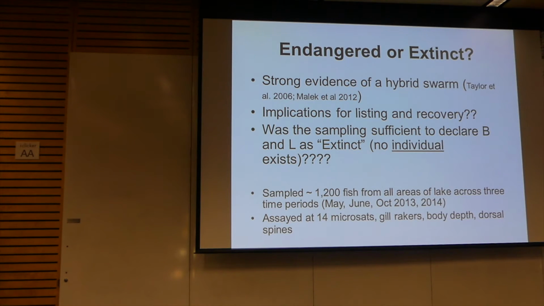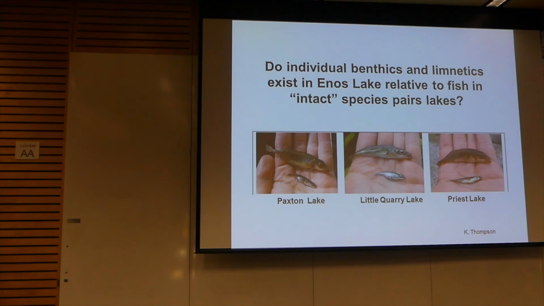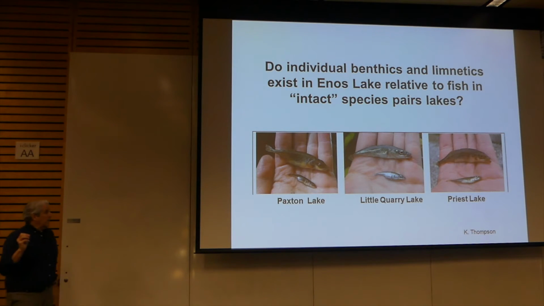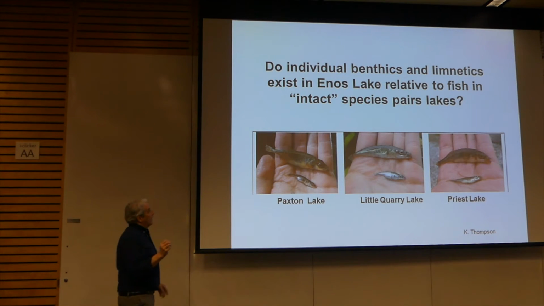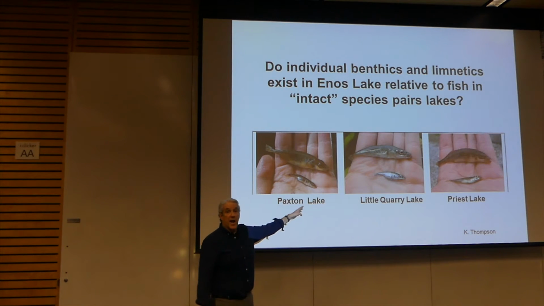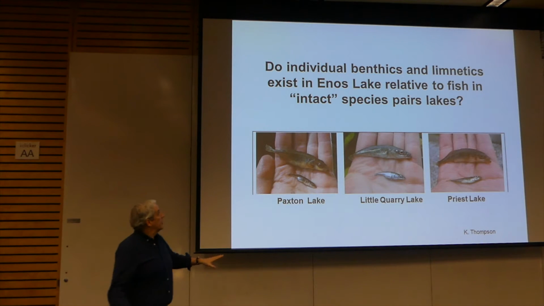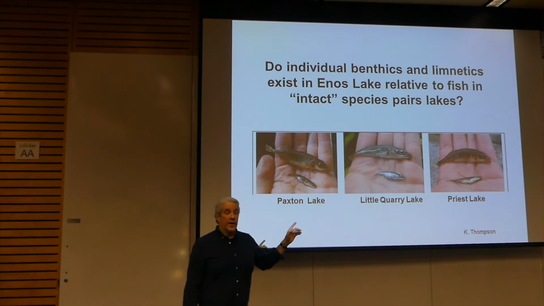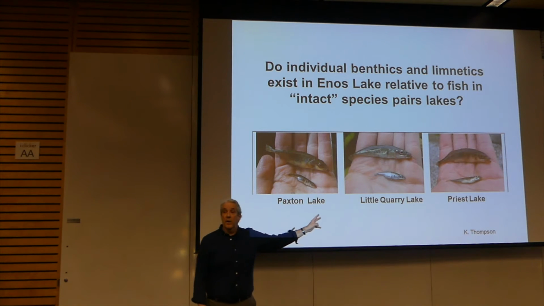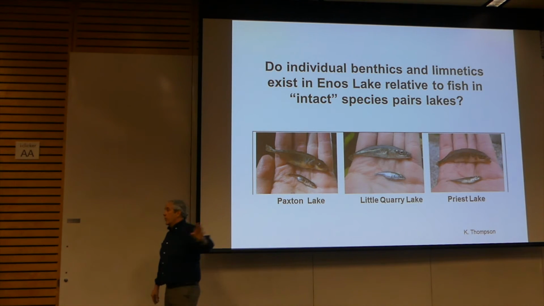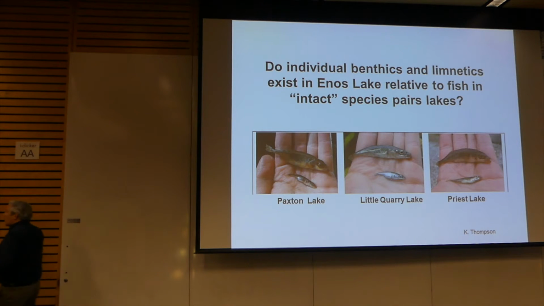They weren't specifically designed to look at hybridization. The problem was we didn't have historical data. But the reasoning I came up with was, well, we have these 3 other intact species pair lakes. Let's compare the genetic situation of those lakes, where we know there are 2 discrete types, to the situation in Enos Lake. Can we use these as a standard, in the absence of historical data, to come up with a sort of firmer, more robust conclusion about whether any single individual limnetic or benthic exists?